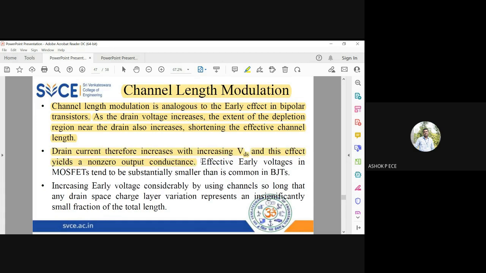The effective early voltages in MOSFETs tend to be substantially smaller than in BJT. In BJT, the effect is more pronounced because all the terminals, base, collector and emitter, are having their respective voltages and currents. But in MOSFET, effectively the gate current is assumed to be zero, right? So whatever early voltage you have in BJT, you will not have such a high voltage in MOSFET. It will be comparatively very, very small compared to BJTs.